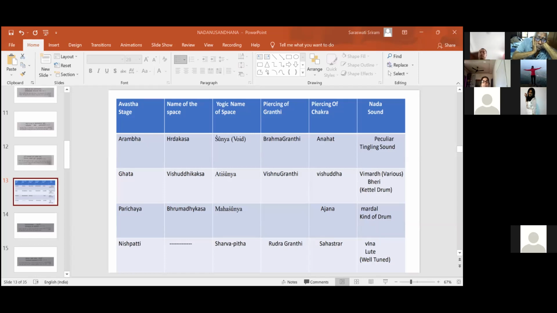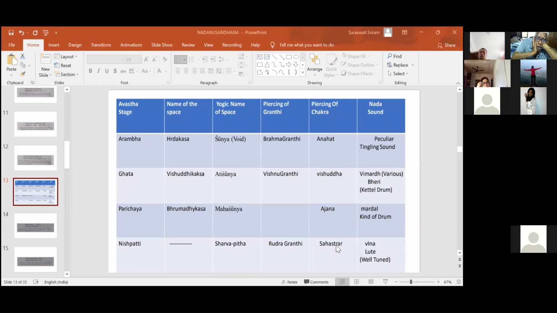And what is the last stage? Last stage is Nishpatti. Here there is no space at all because directly it has come up to the Sahasrara Chakra and the crown of your head. The space is called Sharvapita. And the granthi behind that is called Rudra Granthi. And what is the chakra at the top?